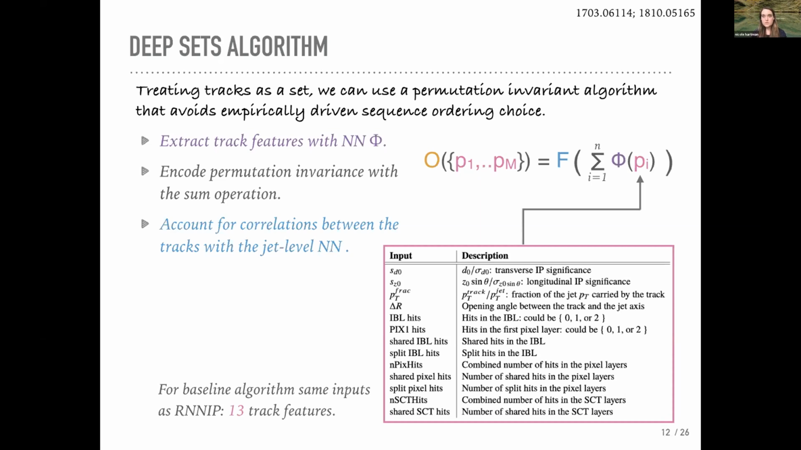And then the correlations between the tracks in the jet that were powerful for the RNN are now taken into account with the jet level network F. This allows you to compute higher level observables denoted by O in this equation. So for the first comparison plots I'm going to show, the baseline algorithm is going to use the same inputs and track selections as RNNIP, which amounts to 13 features for each track in the jet.